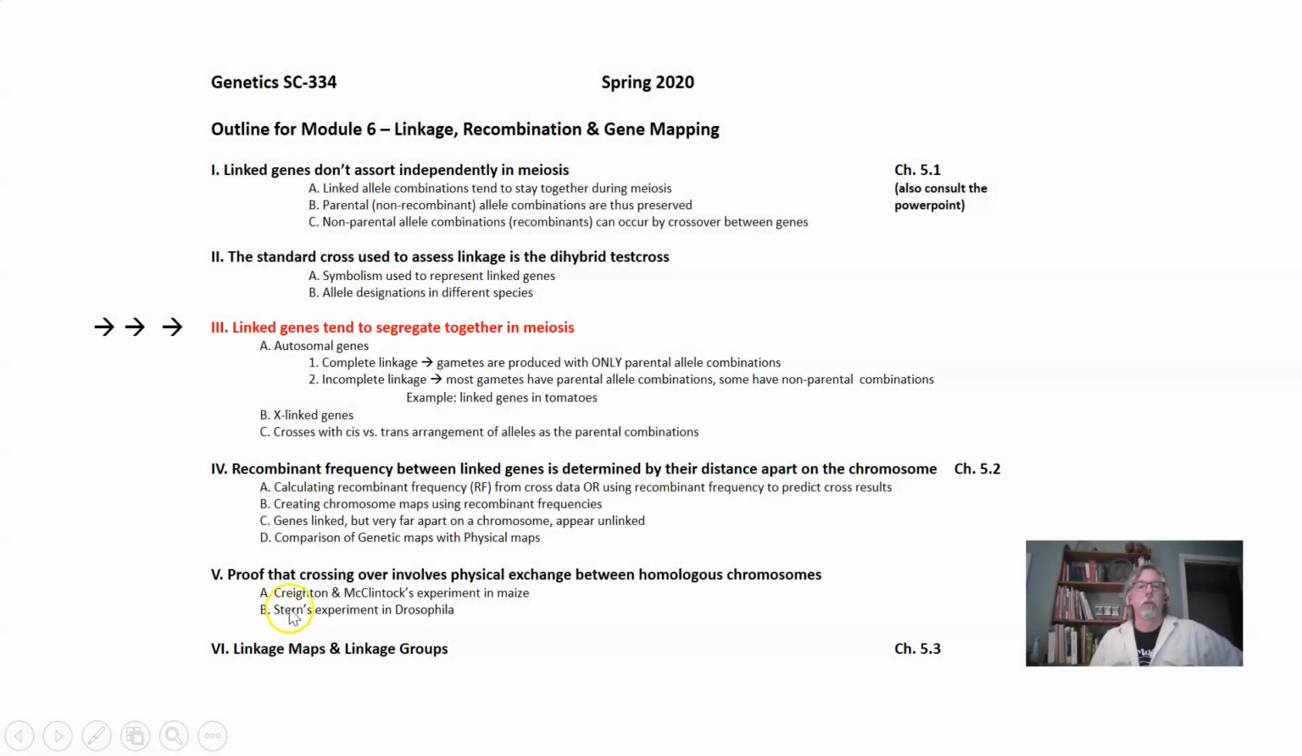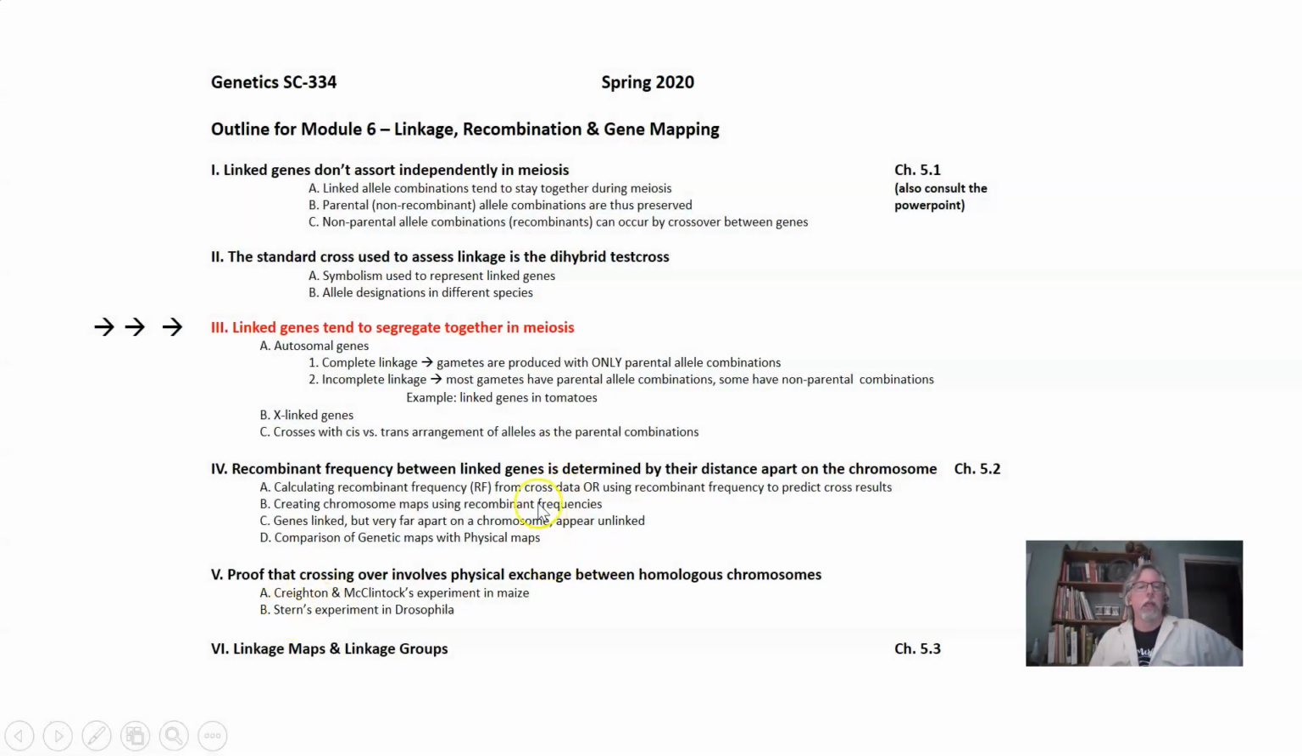Hello, this is video number 2 for module 6. In this video, we're going to look at a diagnostic cross that you can do to determine if two genes are linked or unlinked. And this is in the situation for autosomal genes. Later on, we'll talk about the special circumstance for X-linked genes.